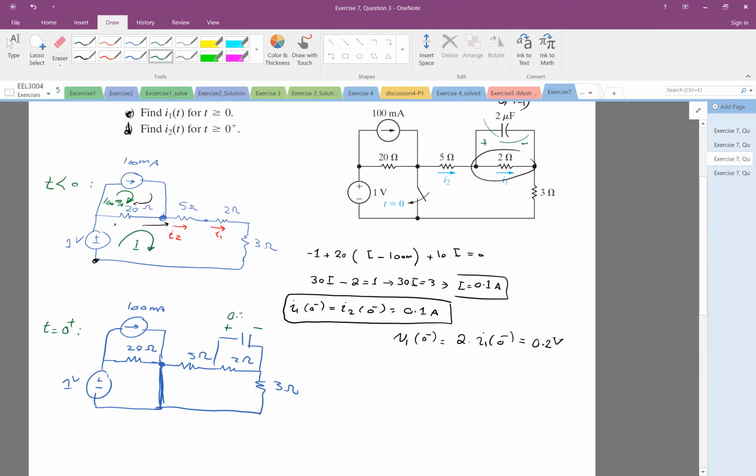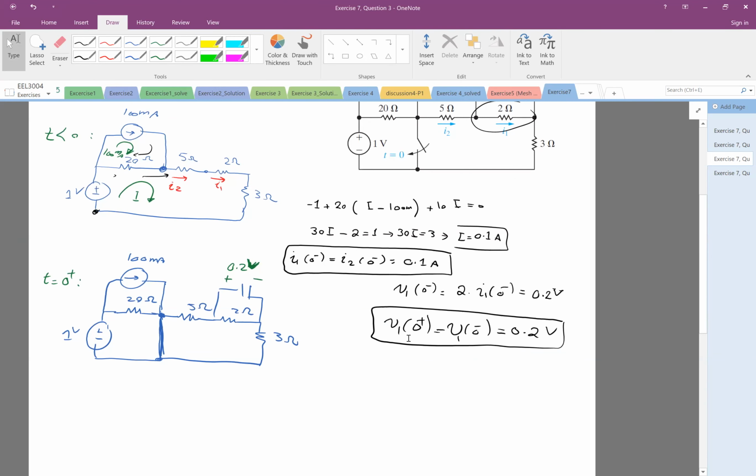So I will put the 0.2 volt here, because right after we close the switch, this is going to be the voltage across the capacitor. In other words, V1 at 0 plus is also equal to V1 at 0 minus, equal to 0.2 volt. And this is because the voltage across the capacitor cannot change suddenly. So it keeps the voltage. So we have this initial condition for this capacitor.